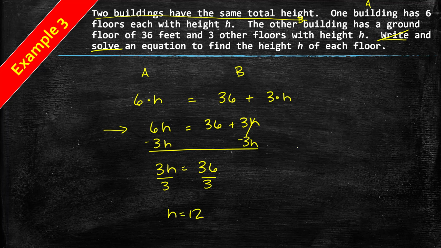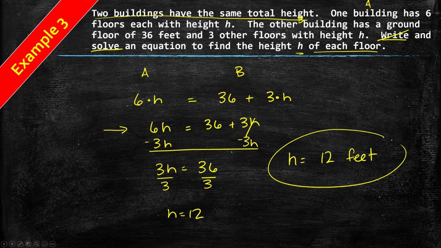h equals 12. So our height is 12 feet. h equals 12 feet. Did we answer the question? We wanted to find the height h of each floor. And that's what we did, and we're good. And that's all there is to it.